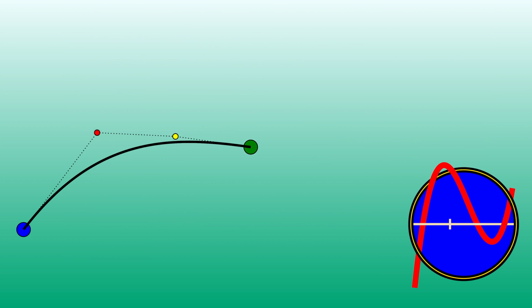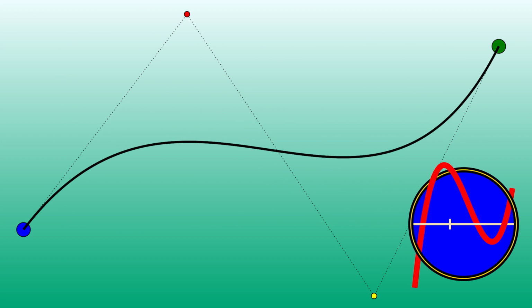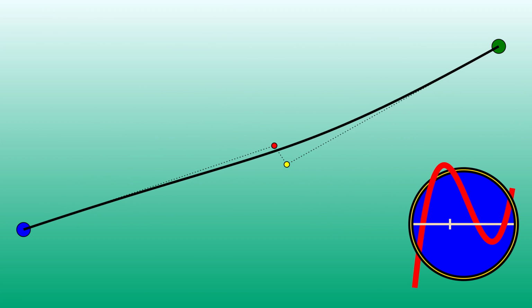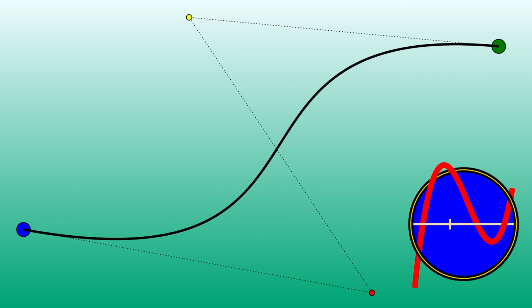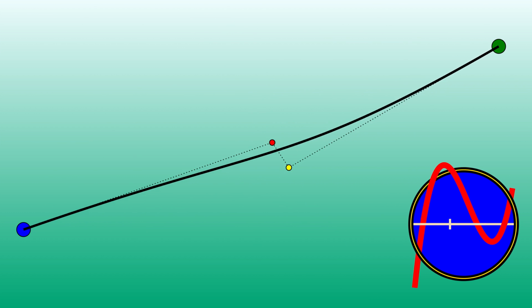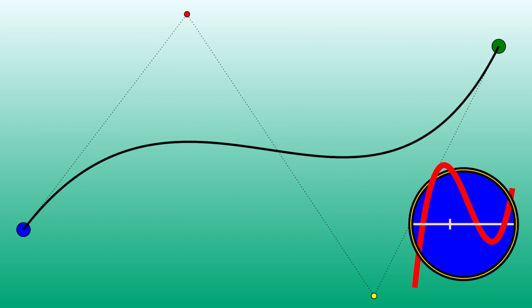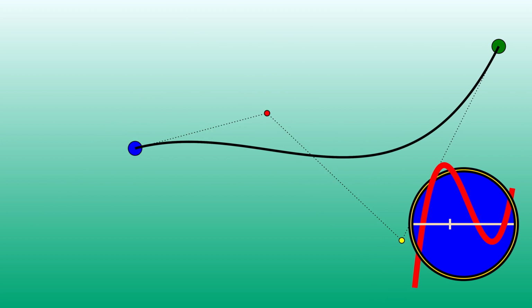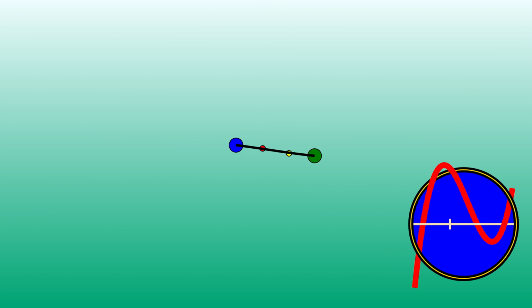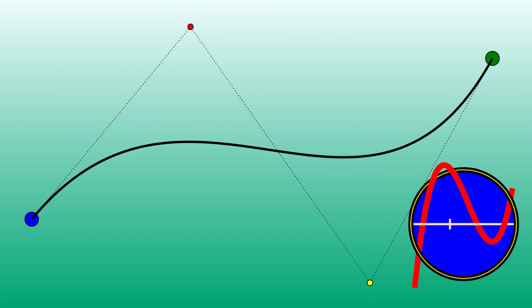Just about everyone has heard of them. They define vector graphics, typically with two endpoints and two control points. If you move any of those points, the shape of the curve changes in allegedly instinctive ways.